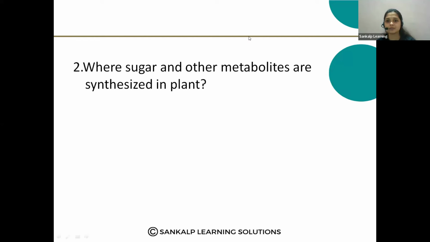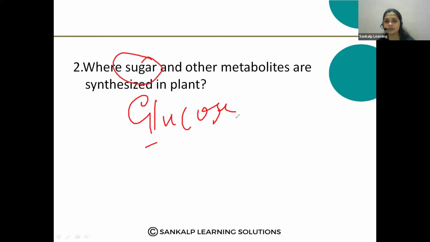Second question, where are sugar and other metabolites synthesized in the plant? You know that sugar is nothing but glucose. Glucose and some other metabolites are synthesized, which helps the growth of the plants. They are synthesized in which part of the plant? If you know the answer, you can say where it is synthesized.